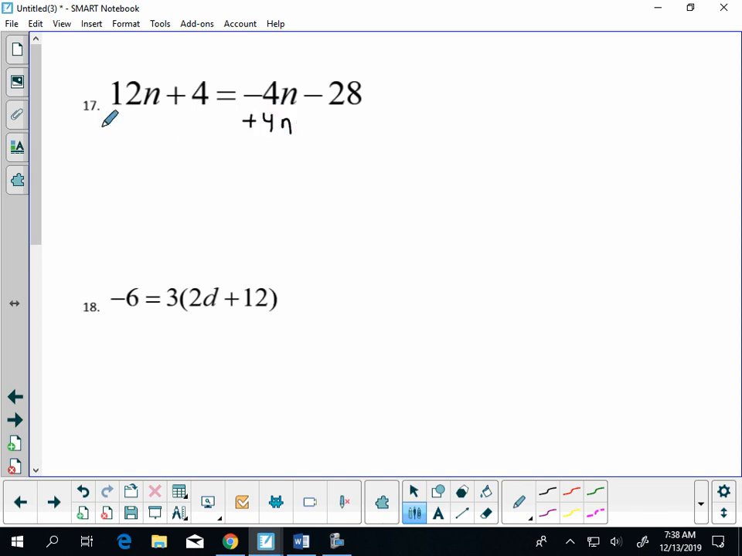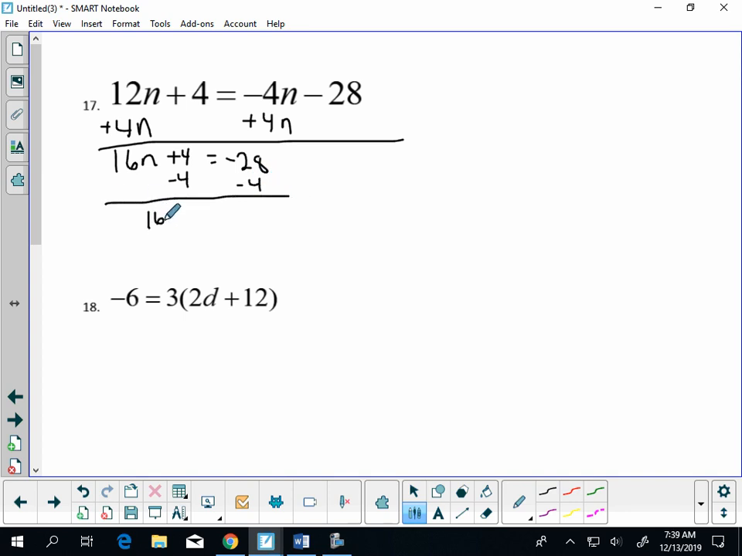Add 4n. You get 16n plus 4 equals negative 28, minus 4. 16n equals negative 32. Divide by 16. Negative 32 divided by 16 is negative 2.